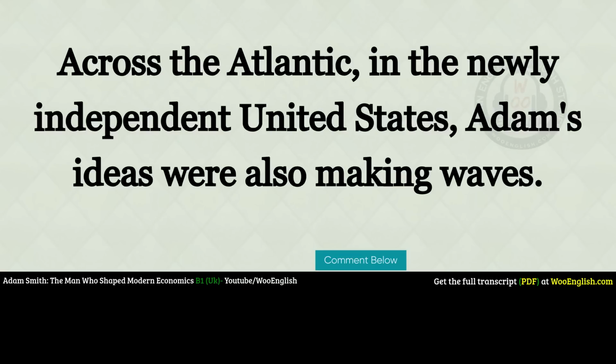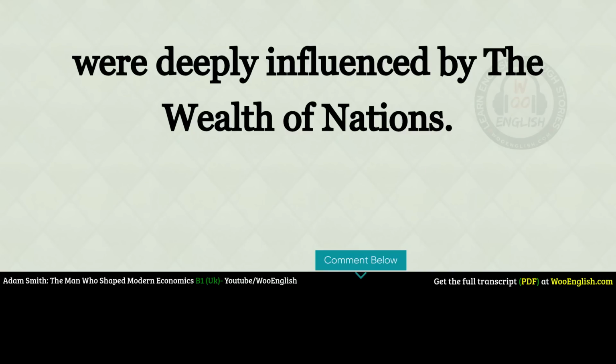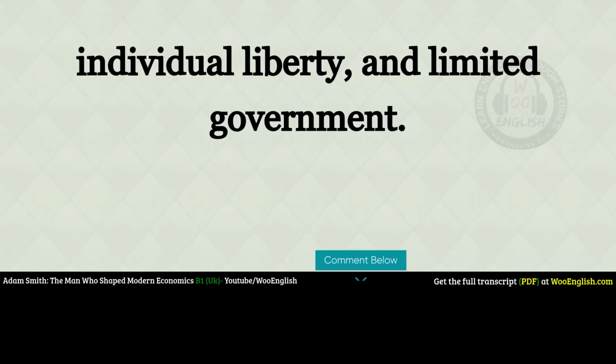Across the Atlantic, in the newly independent United States, Adam's ideas were also making waves. The founders of the United States, including figures like Thomas Jefferson and Alexander Hamilton, were deeply influenced by The Wealth of Nations. They saw the potential for a new kind of nation, one built on the principles of free trade, individual liberty, and limited government.